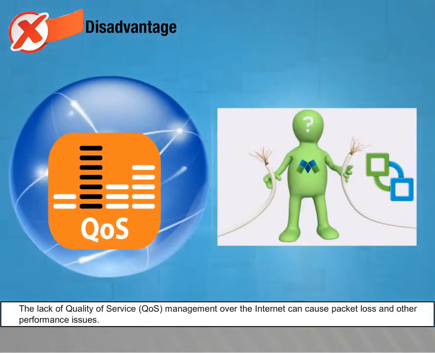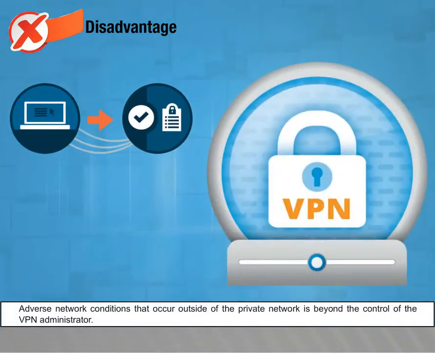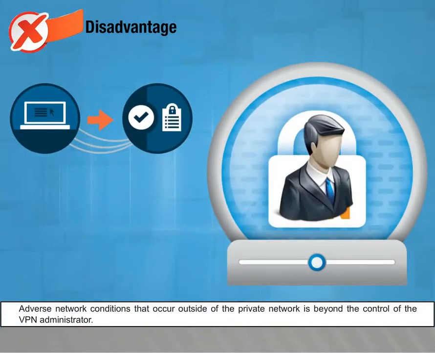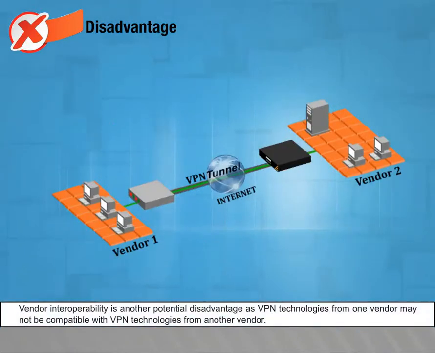and other performance issues. Adverse network conditions that occur outside of the private network are beyond the control of the VPN administrator. Vendor interoperability is another potential disadvantage, as VPN technologies from one vendor may not be compatible with VPN technologies from another vendor.